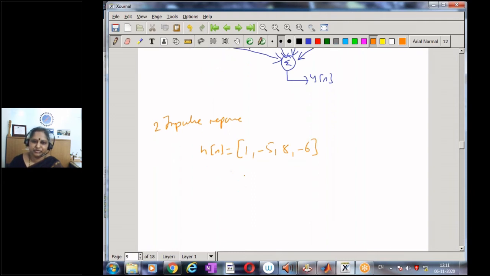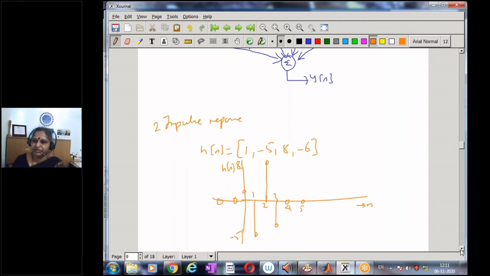This is my impulse response, and of course I can sketch it as 1, -5, then 8 and -6. This is my h of n at n equal to 0, 1, 2, 3, and for 4, 5, 6 and beyond it is 0. So this is my impulse response h[n].